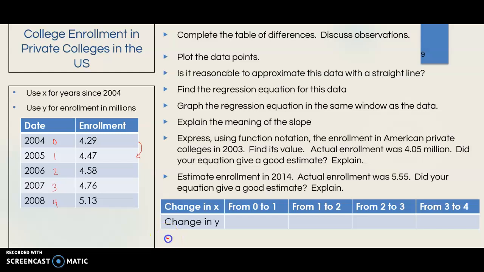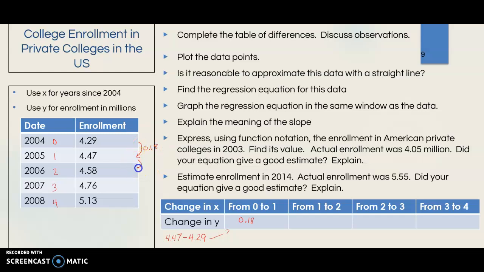I would have to take 4.47, which is my Y2, and subtract 4.29, which is my Y1. I'm doing this block right here, and doing that math gives me a value of 0.18. So the change between these two, the enrollment has increased by 0.18 million.